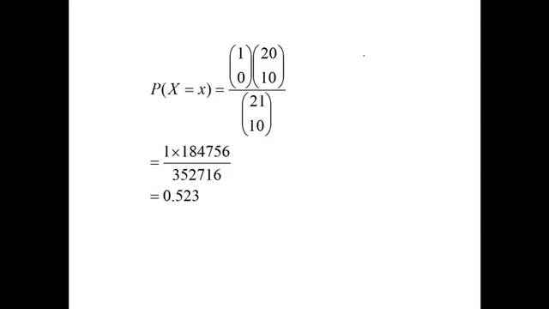1 choose 0 is 1. 20 choose 10 is 184,756. 21 choose 10 is 352,716, and it works out to 0.523.